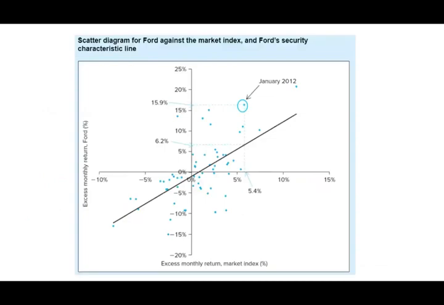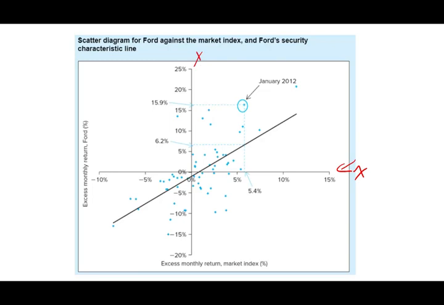So I'm going to try to illustrate this concept by looking at this diagram and going through the equation. So again, I'm going to try to keep the statistics out of this as much as possible. So here we're looking at this diagram. Each dot, there are 60 of them if you count them, represents the monthly excess return over 5 years for Ford Motor Company. In addition to that, we have the excess monthly market index. So this is the market index right here, the x-axis. And we have the excess monthly return on Ford on the y-axis.